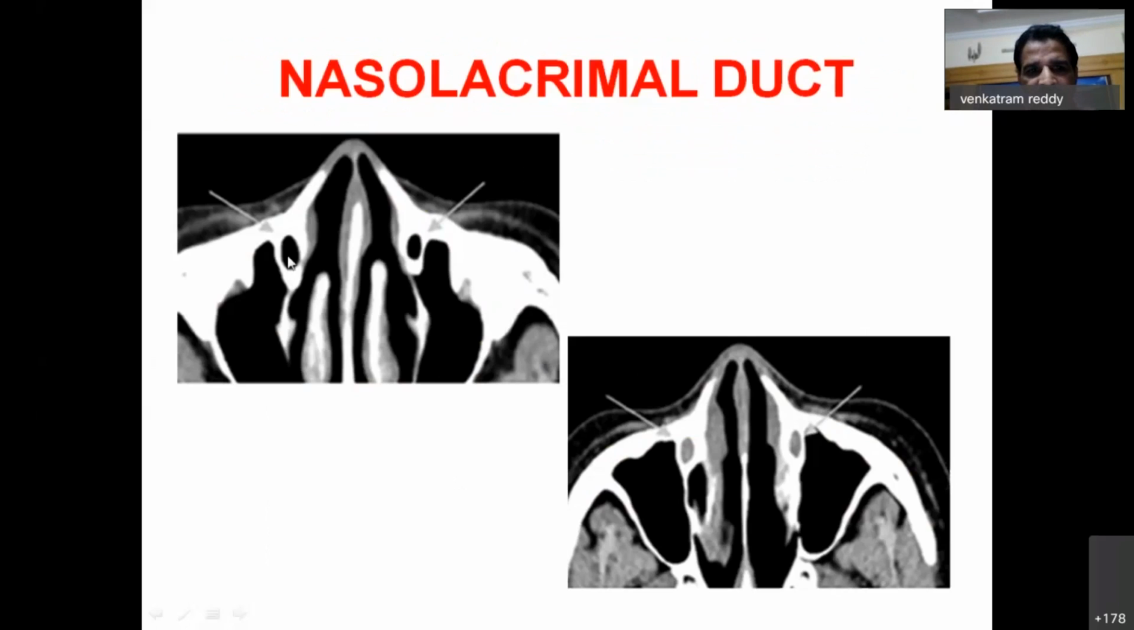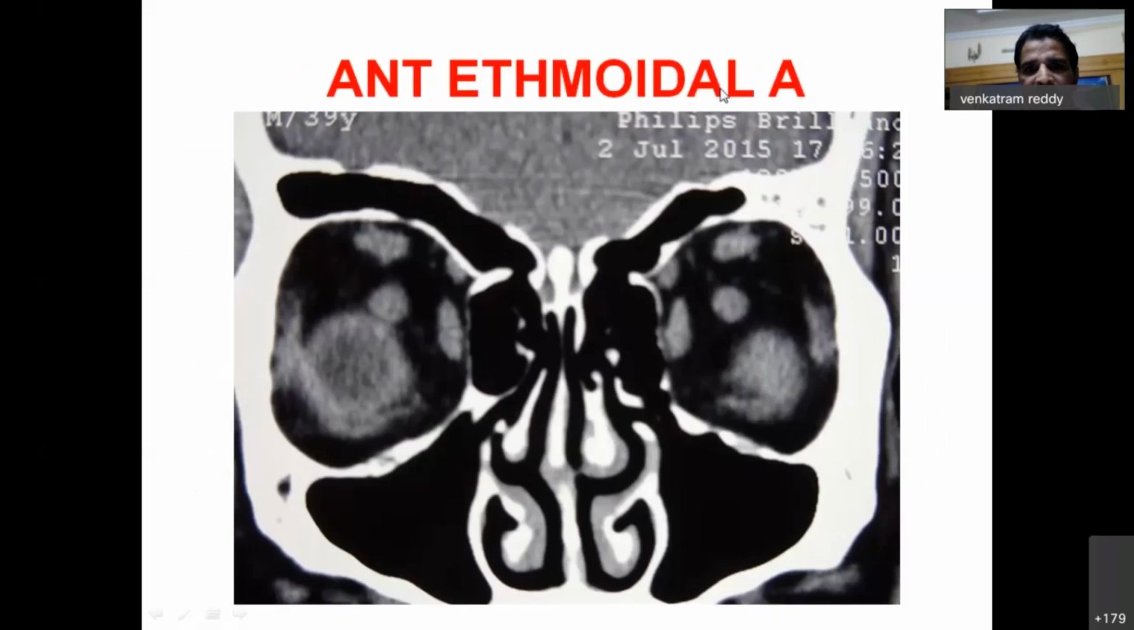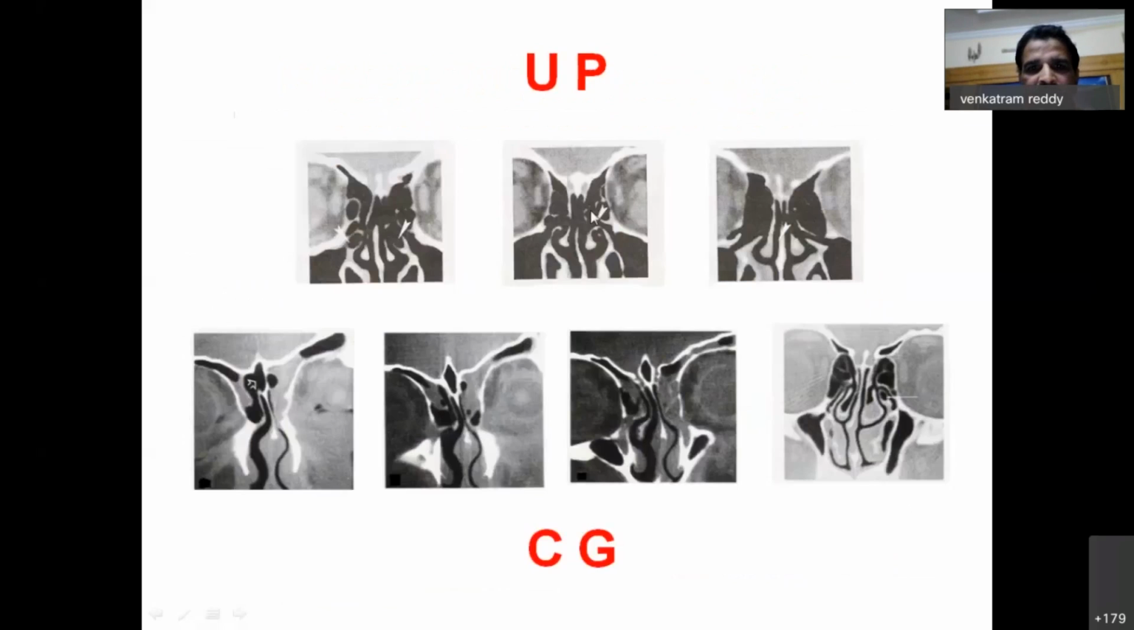The nasolacrimal duct is aerated very well, seen very clearly in the axial cuts, and this is the mucus within the nasolacrimal duct. Then these are the abnormalities of the uncinate process. This is a crista galli anomaly, and this uncinate process can be pneumatized, inverted, or everted, causing ostiomeatal block.